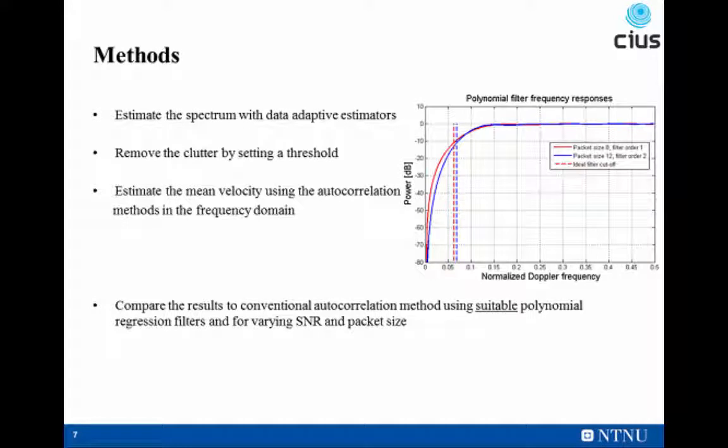And finally we compared the results from this method to the conventional autocorrelation method, using a suitable polynomial regression filter for the autocorrelation method. What I mean by a suitable filter is the filter with minimum order that can remove the clutter. And we did simulations for different SNR and packet sizes, and also a flow phantom experiment and in vivo acquisition.